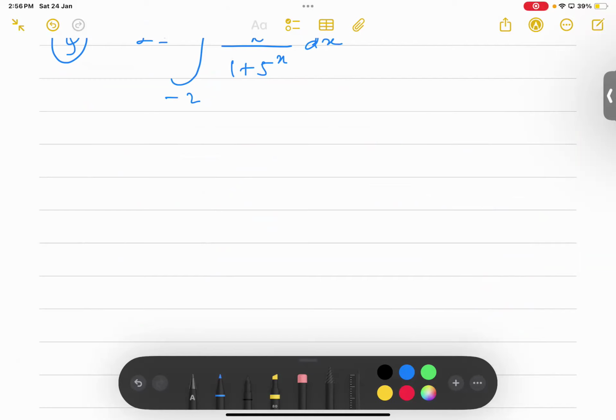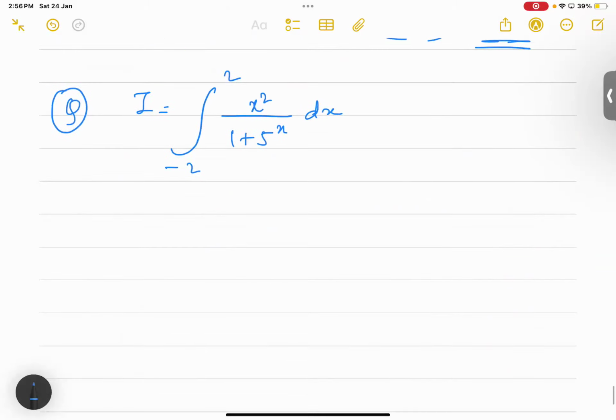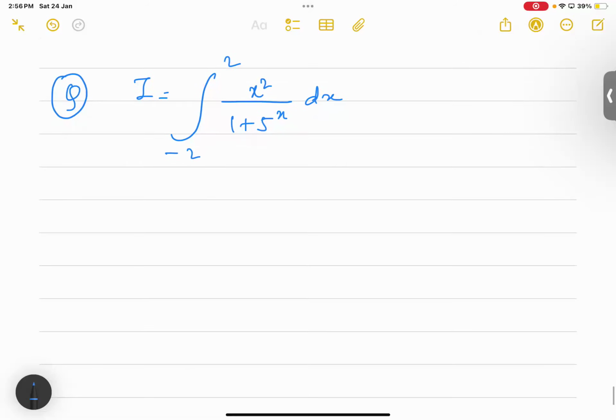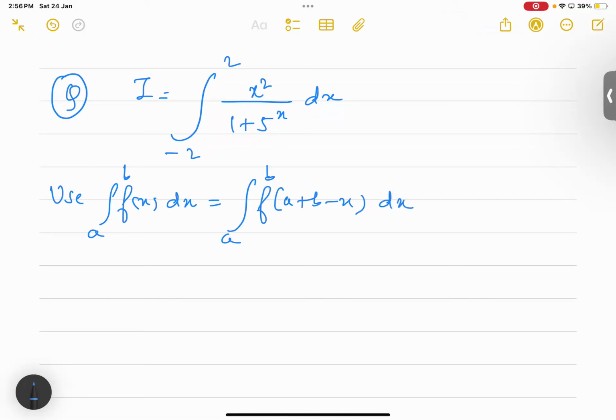Okay, now this is a commit-to-memory kind of problem. So you have to commit it to your memory. Use integral from a to b of f of x dx equals integral from a to b of f of a plus b minus x dx. This is also a valid property: x changes to a plus b minus x. If you ask me how we come to know that we have to apply this property, the disclaimer I gave right at the beginning: commit to memory.